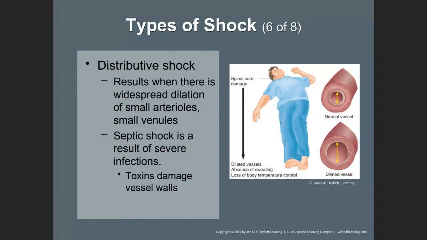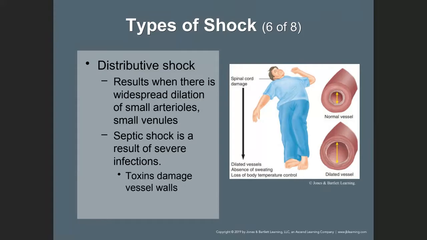Distributive shock results when there is widespread dilation of small arterioles or venules. Septic shock is a result of severe infections. Bacterial toxins will damage the vessel walls.